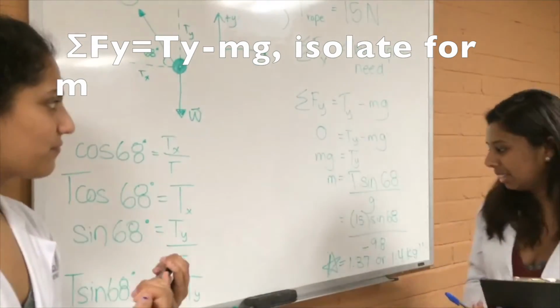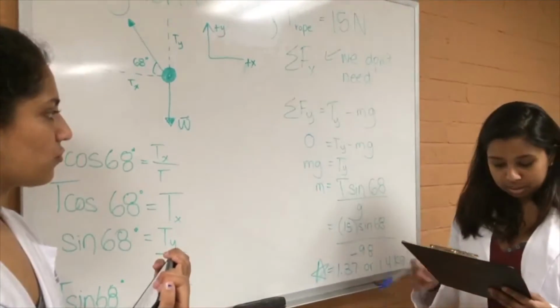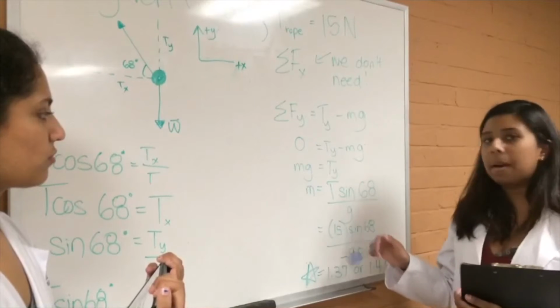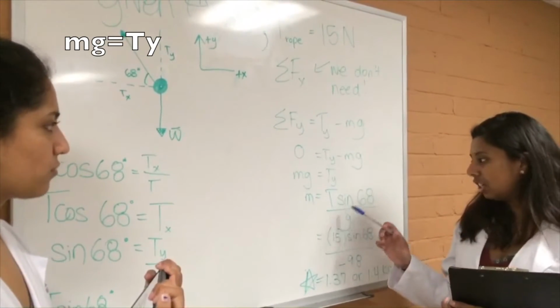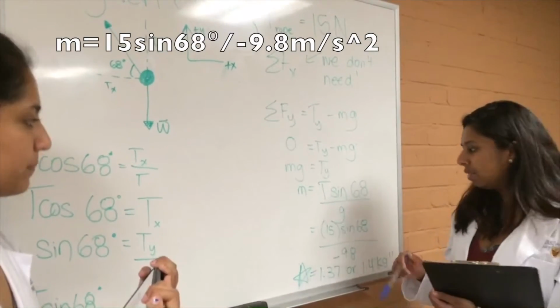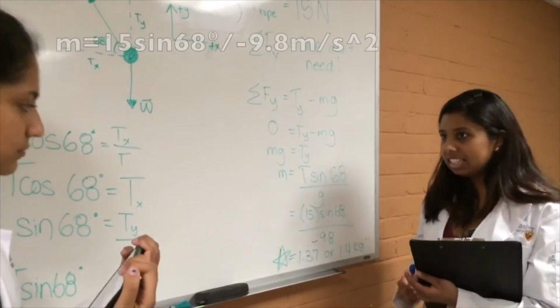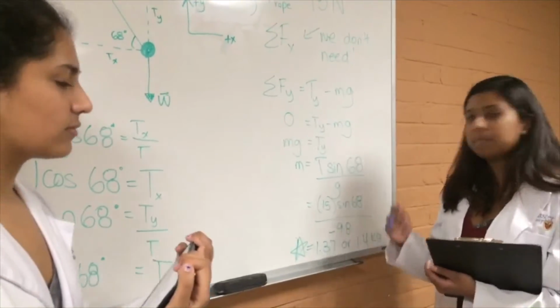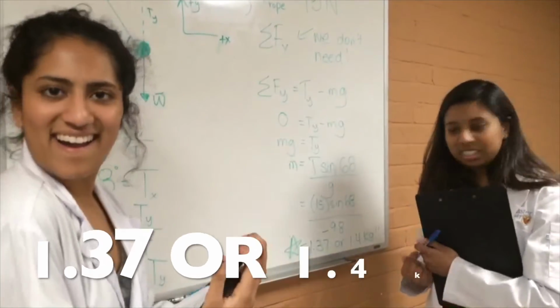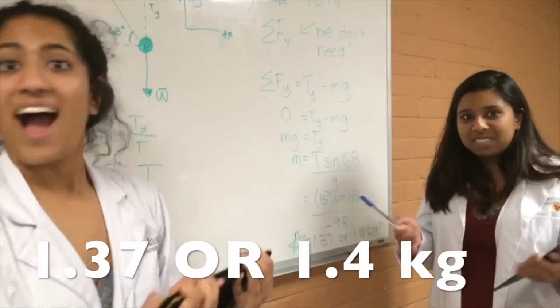Our mystery weight. Now when we do all the math for it, our final equation would be mass is equal to the tension sine 68 over gravity, which would be 15 sine 68 degrees over negative 9.8, giving us the final weight or the mass of 1.37 or 1.4 kilograms.